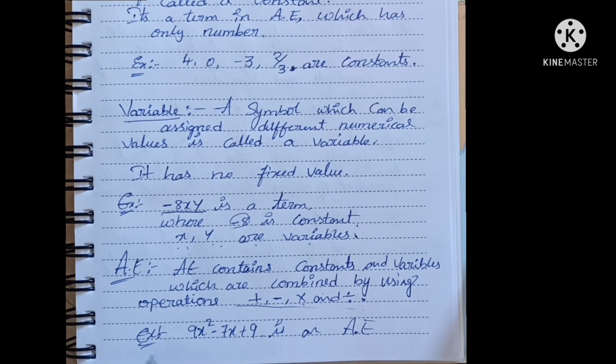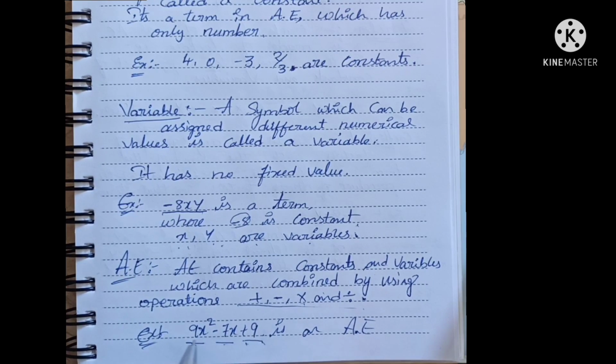Okay, so let us see one example: 9x square minus 7x plus 9. Here we have three terms. 9x square is a term, minus 7x is a term, plus 9 is a term. In this AE we have three terms: 9x square, 7x and 9. So 9x square and 7x are the variable terms and 9 is the only constant term, where it does not have any variable. It does not have x or y like that.